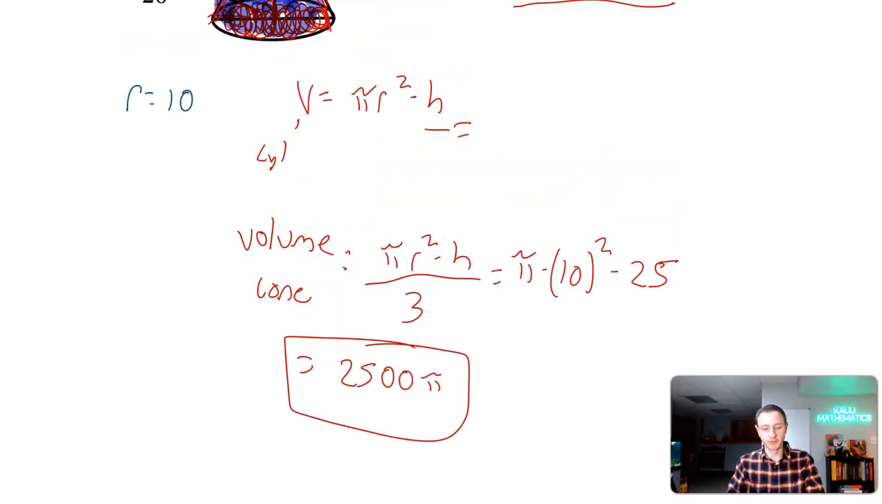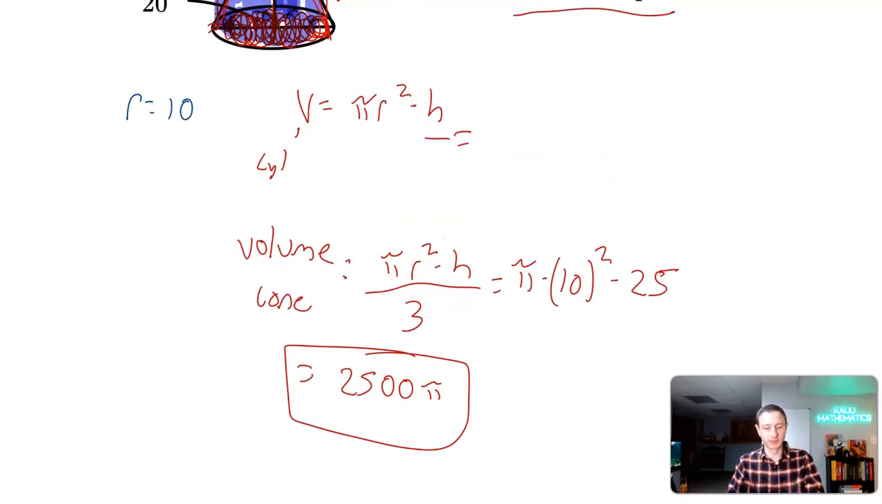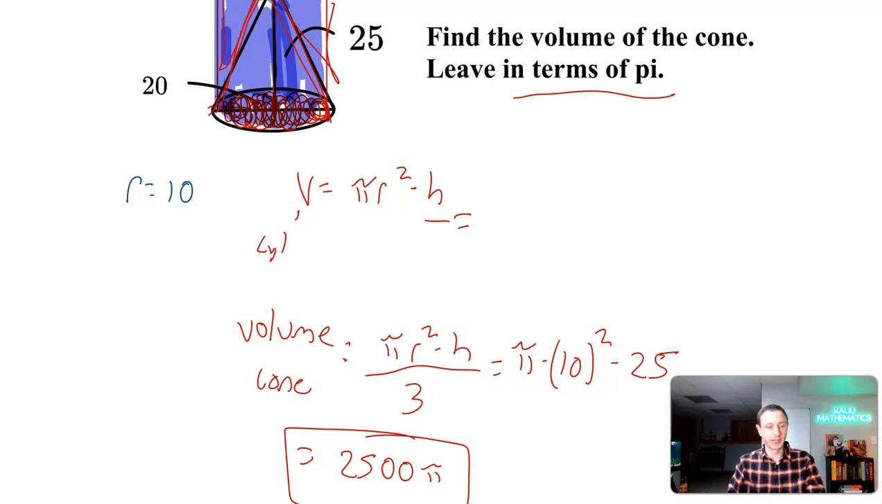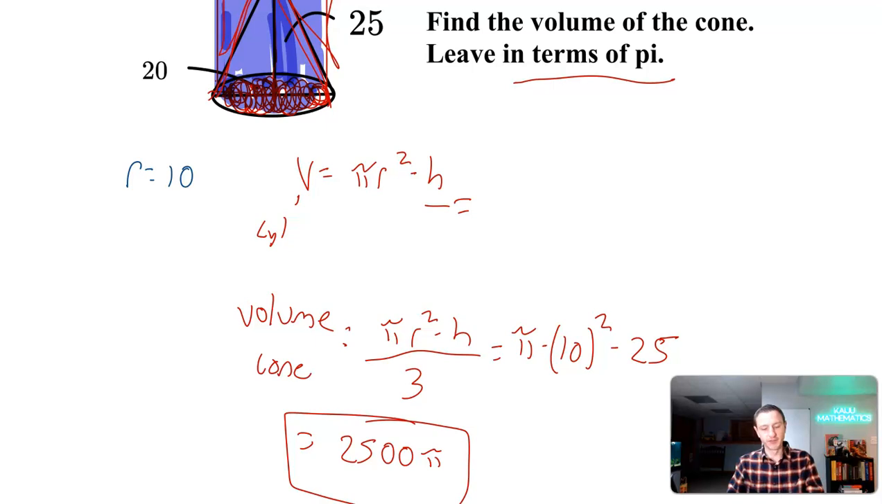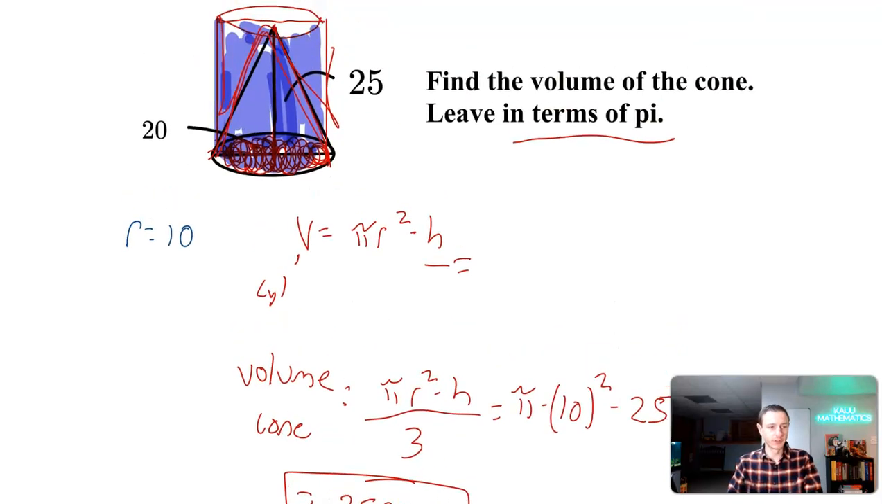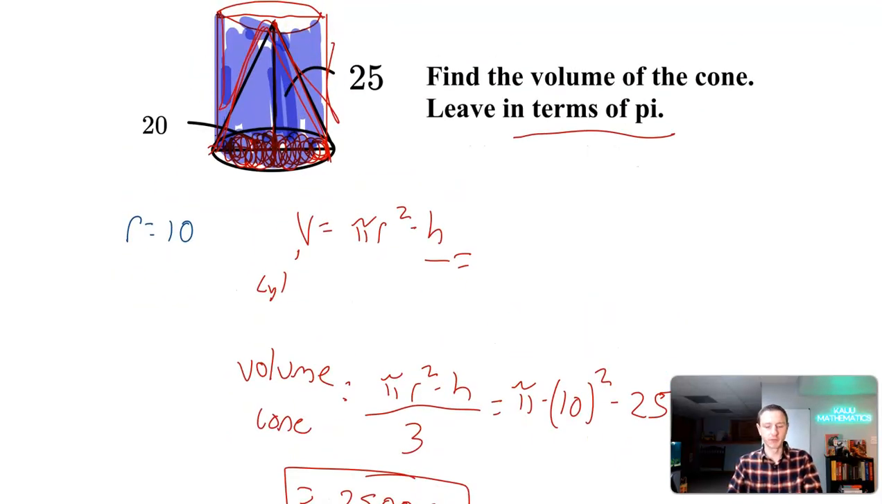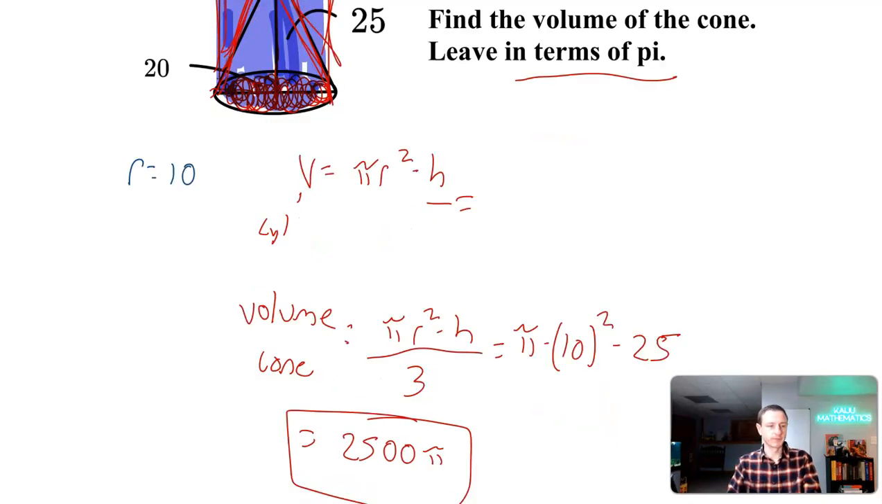But that's just it. I really wanted this video to talk about where the actual formula for the volume of the cone comes from. It's just taking a cylinder and dividing by 3. If you understand the volume of the cylinder, you understand the volume of the cone. You can fit that cone within there, and that's how we get that formula. So 2500 pi.